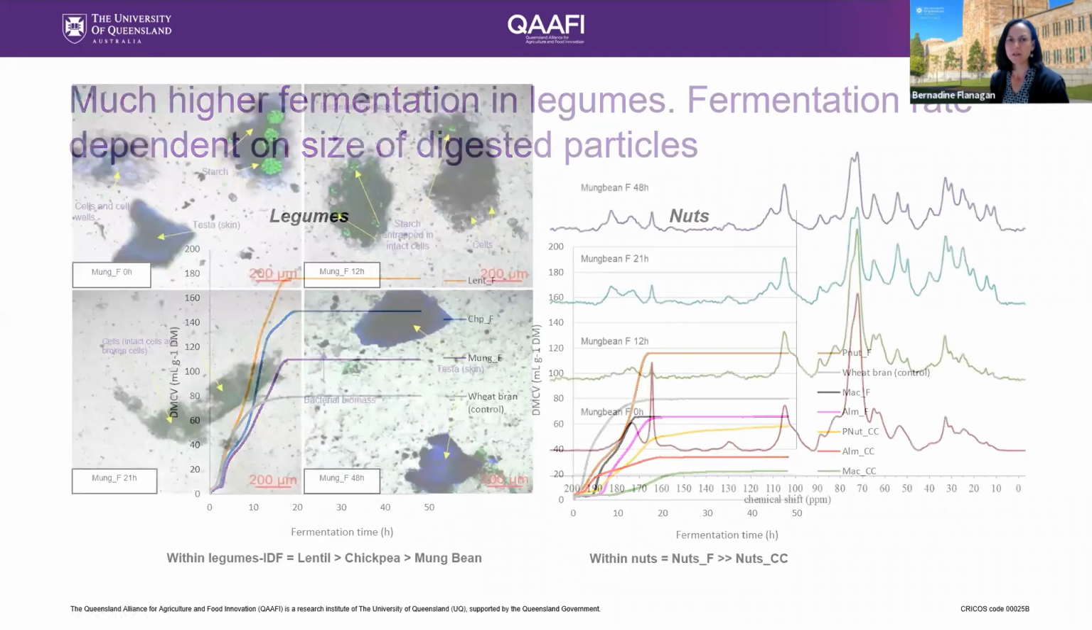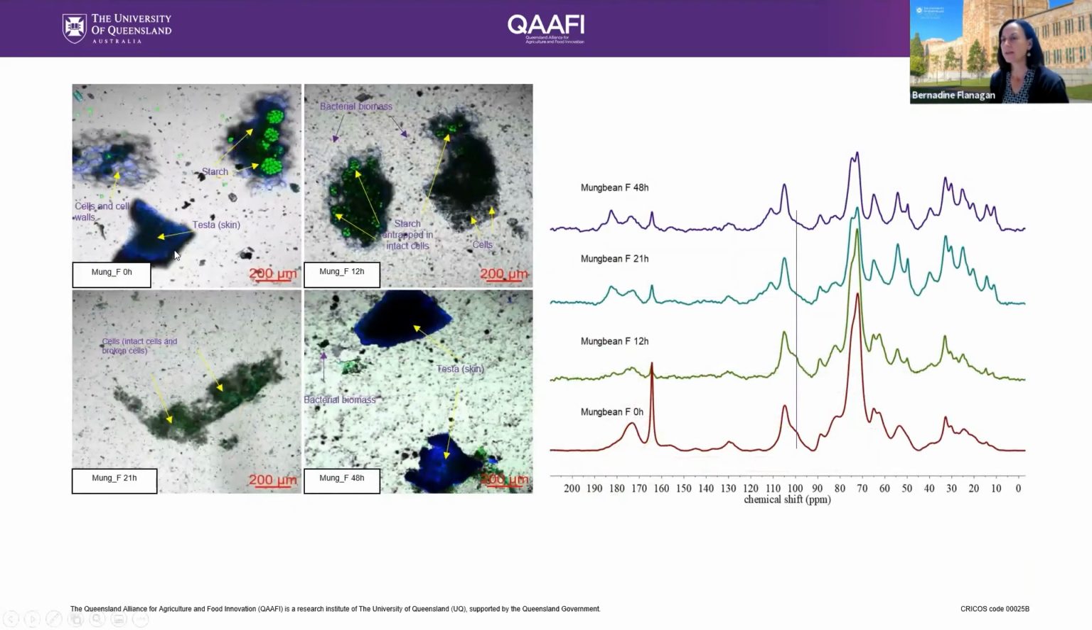When we look at the microscopy to see what's happening exactly to these samples, we see that the starch at the start in mung beans has tester, which the other legumes don't. That's just how they're processed. So here we have starch within the lovely cell walls. It's all nicely encapsulated. At 12 hours, it's still there.